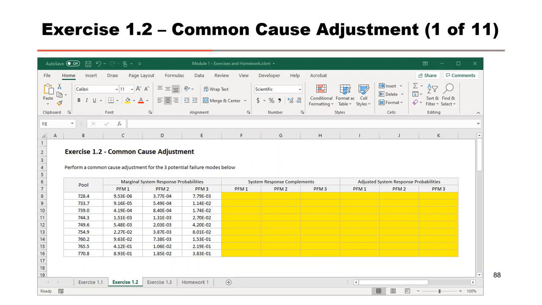It will now be your turn to do a common cause adjustment. In the table, you have 3 different potential failure modes and space to complete the intermediate step I showed you, which should make it easier to perform De Morgan's rule and to calculate the adjusted system response probabilities. Before you start, I have a quick Microsoft Excel tip that may help you do the calculations a little more quickly.